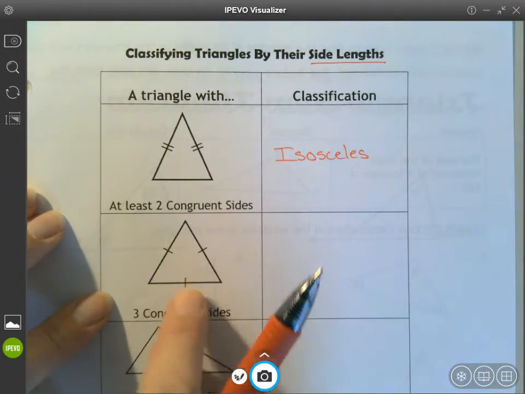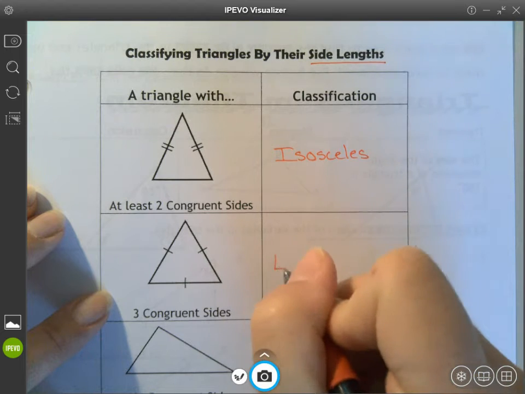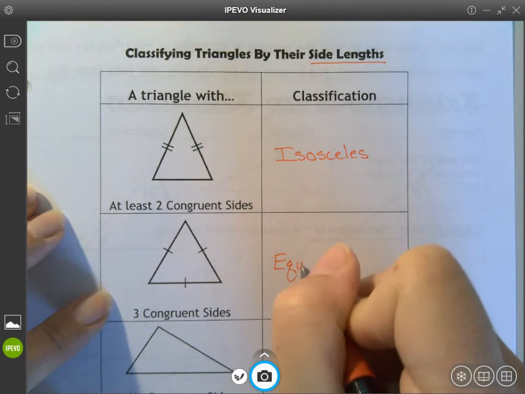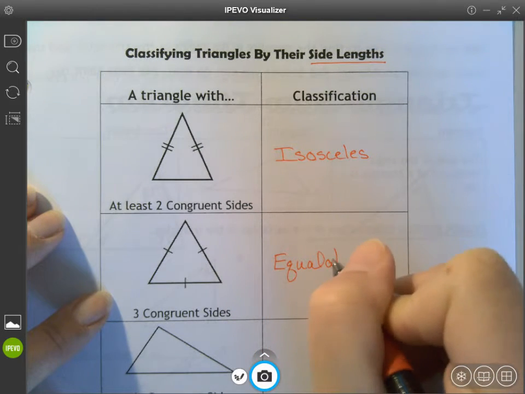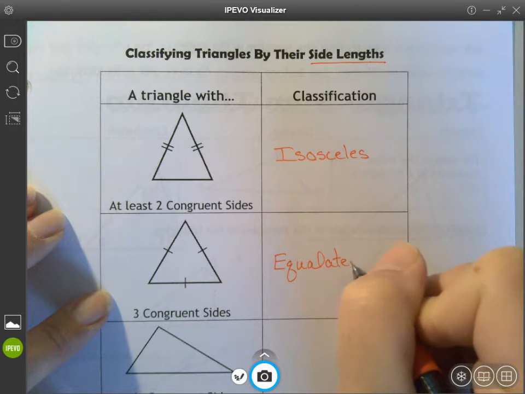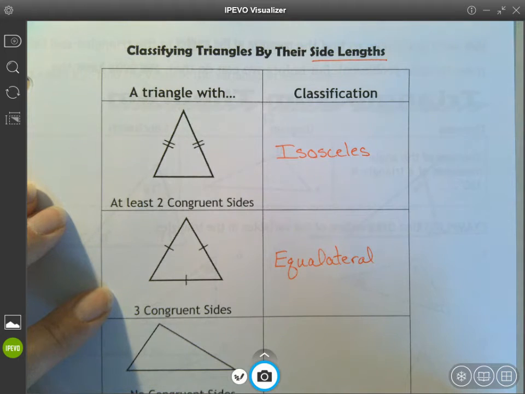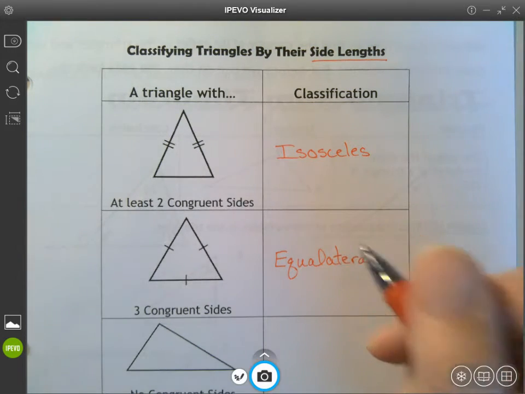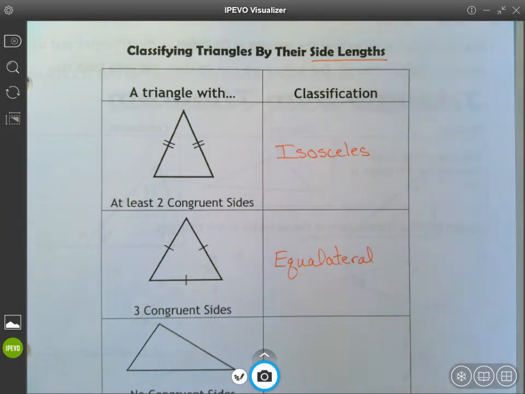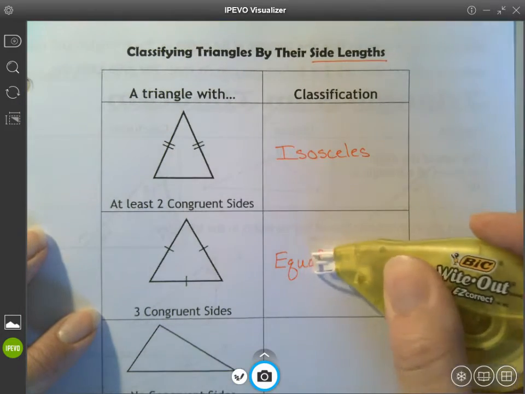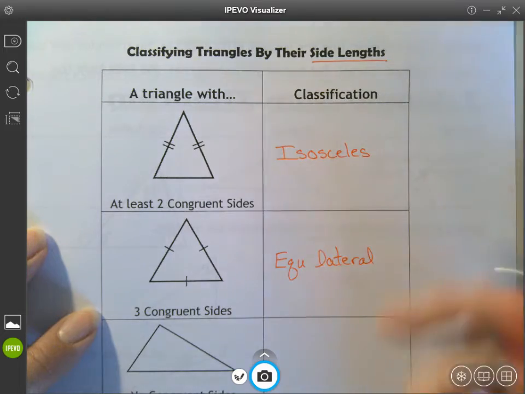Okay, do you notice I have three congruent sides? This is equilateral. So equi and then lateral, like lats, your sides. Equilateral. I think I might have screwed that up. I think it's equi. It's EQUI, guys, not equal. It's like equilateral. So you might want to fix that.